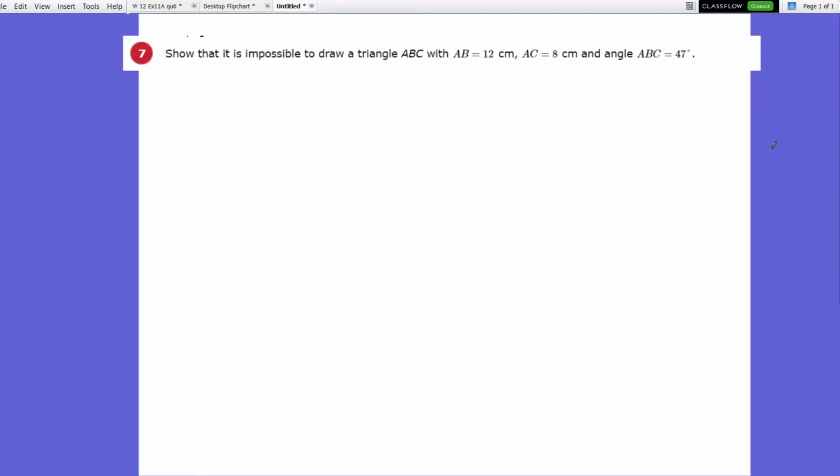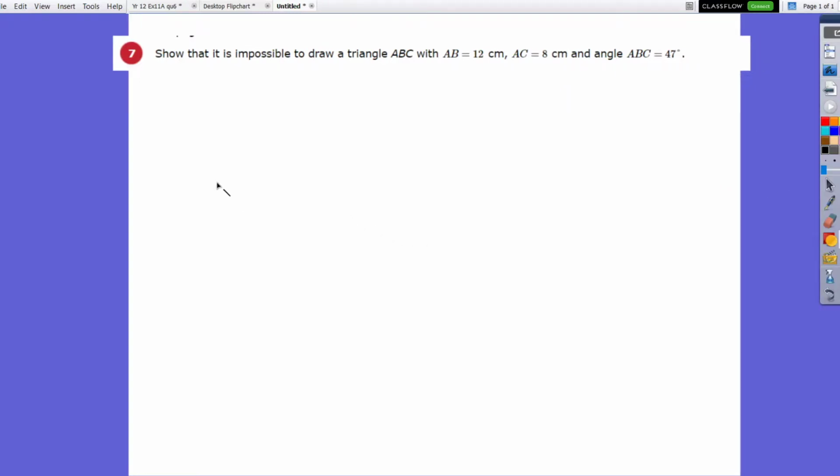Hi team. Okay, again, this is a trigonometry question, year 12 style question, and it's asking us to show that it is impossible to draw a triangle ABC with AB 12 centimeters, AC 8 centimeters, and angle ABC 47. Okay, the first thing to do is let's draw this.